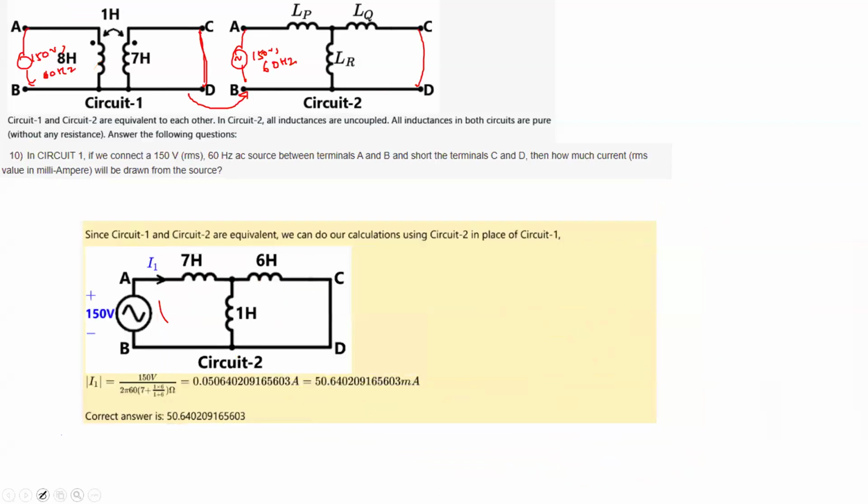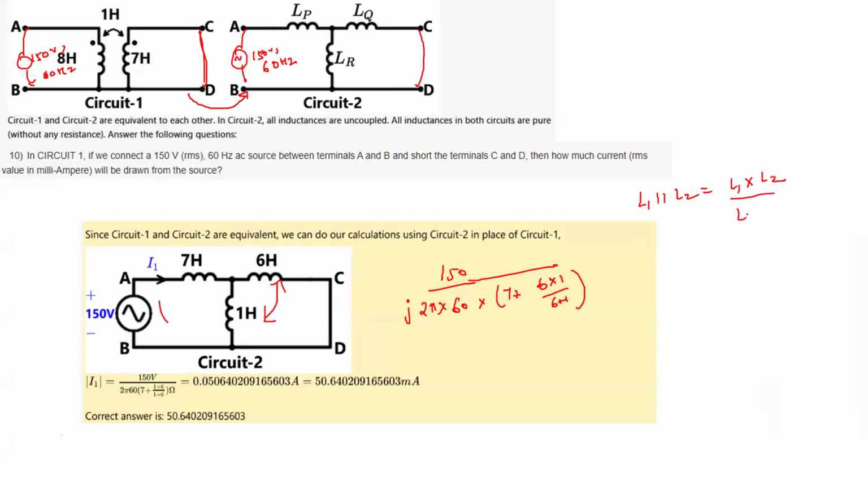Now you see here we are shorting these CD terminals. Shorting the CD terminals means this 6 Henry and 1 Henry become parallel. So what is the current I1 which is now being drawn? I1 is equal to 150 by J 2 pi 60 into 7 Henry plus the parallel combination of this 6 and 1. Parallel combination means 6 into 1 by 6 plus 1, right? The parallel combination of L1 and L2 becomes L1 into L2 by L1 plus L2. So this is what I have written, the parallel combination.